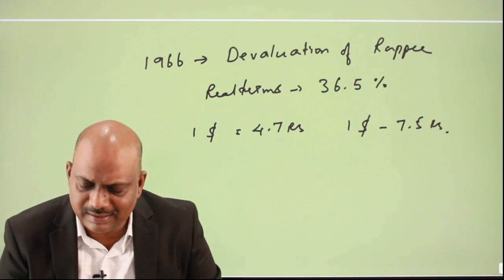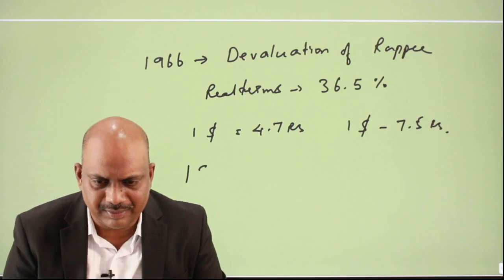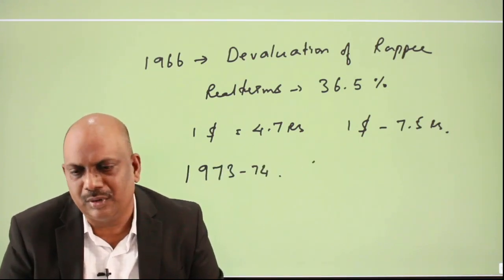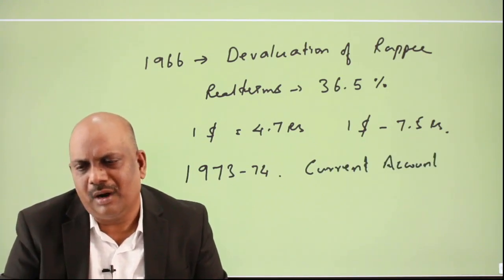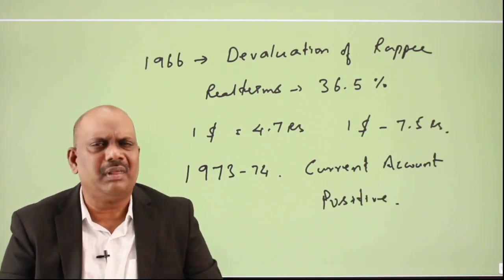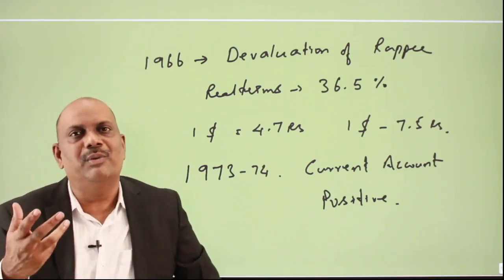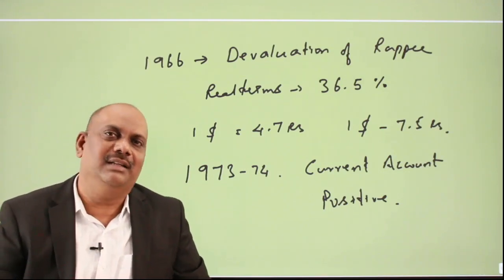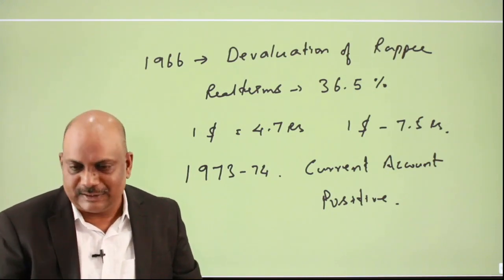By around 1973, a few interesting things happened. For the first time in history, in the year 1973-74, the current account marginally became positive, just by 100 crores only, but still, what a beauty. For the first time, the current account becomes positive. So what exactly happened in 1973-74? The first major oil crisis.